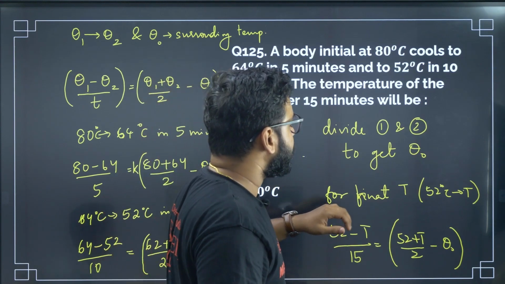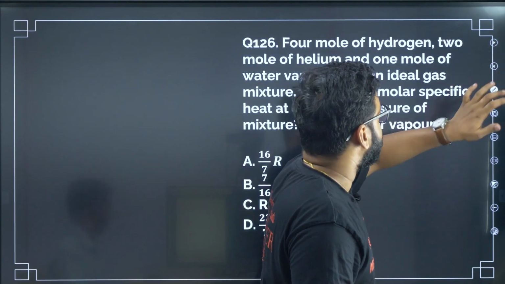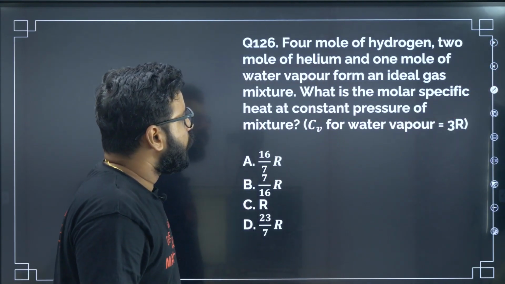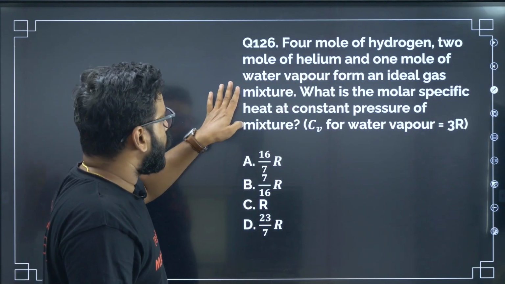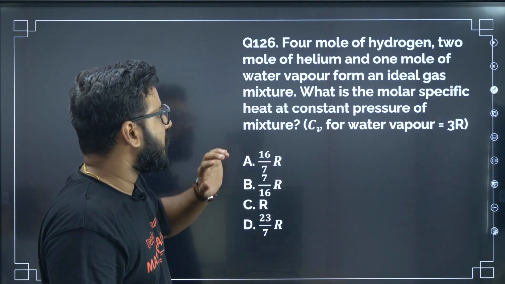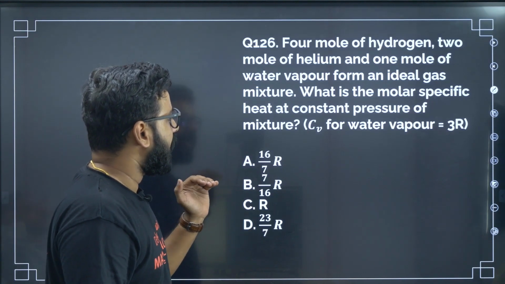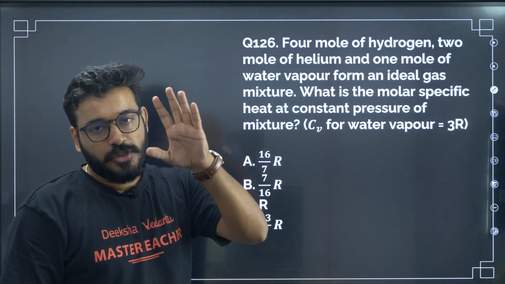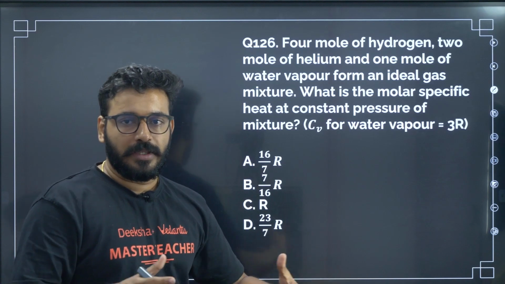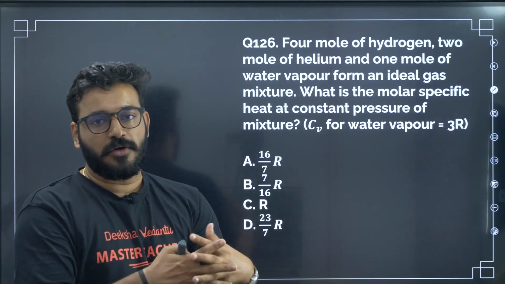The next question is question number 126. 4 moles of hydrogen, 2 moles of helium and 1 mole of water vapor form an ideal gas. What is the molar specific heat capacity at constant pressure of the mixture? So we are talking about a mixture of gases.